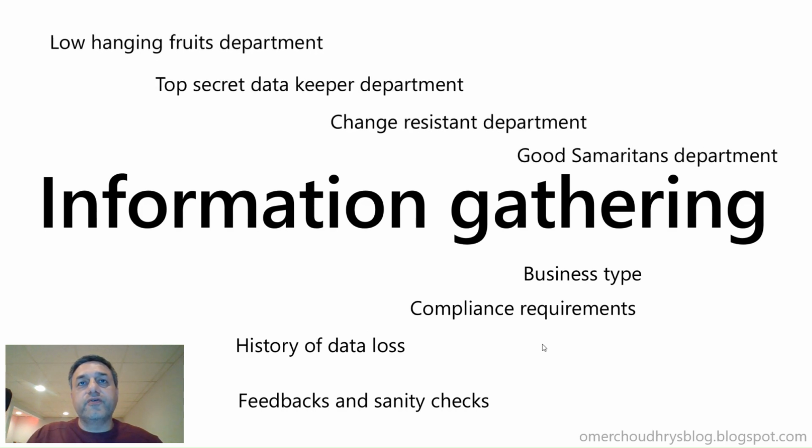There should be a mechanism for feedbacks and sanity checks when creating a policy in the first place. And it should not be based on what others feel. It should be based on what the system can process, and what is actually the role of a data loss prevention solution.